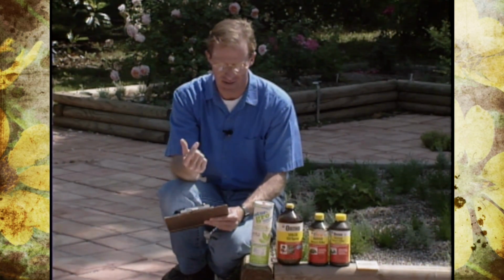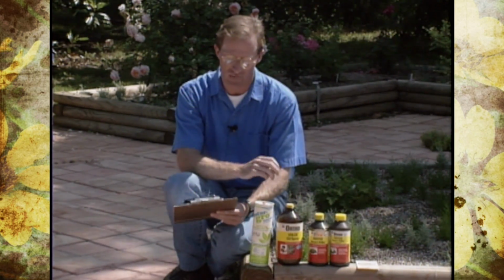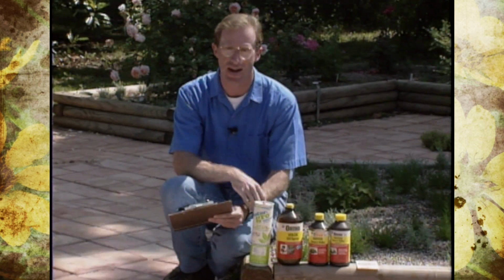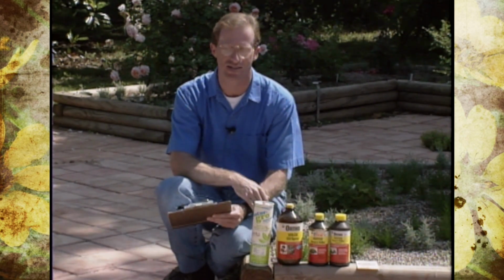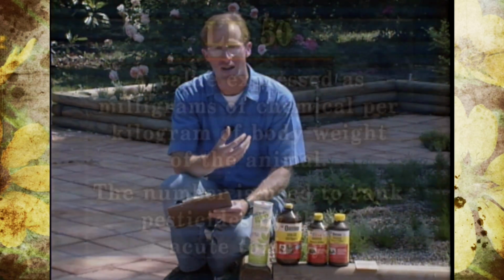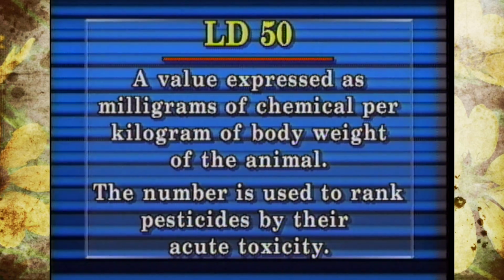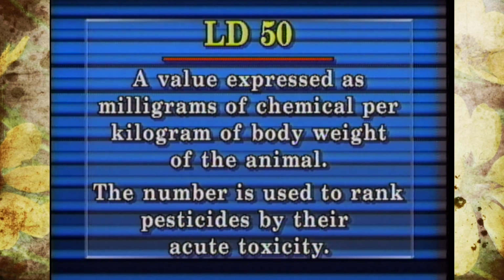pesticide? Well, first of all, remember that pesticides include insecticides, fungicides, herbicides, rodenticides, miticides, and nematicides. They're all considered a pesticide. And the toxicity measurement is usually done with a number called an LD50, which is a value expressed as milligrams of chemical per kilogram of body weight of the animal. Now that number is then used to rank pesticides according to their acute toxicity.